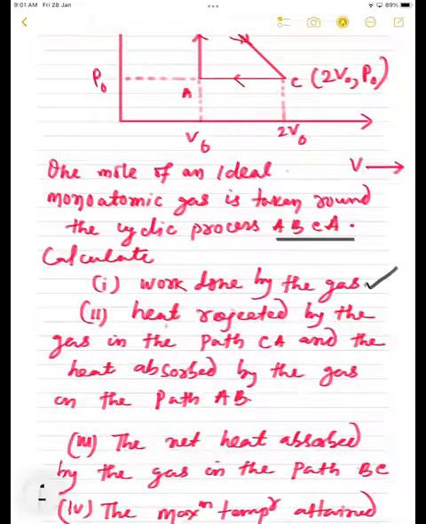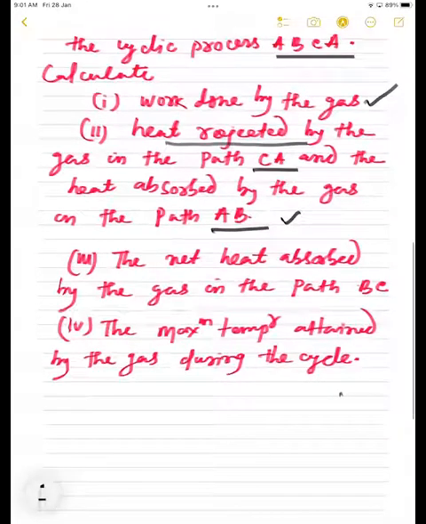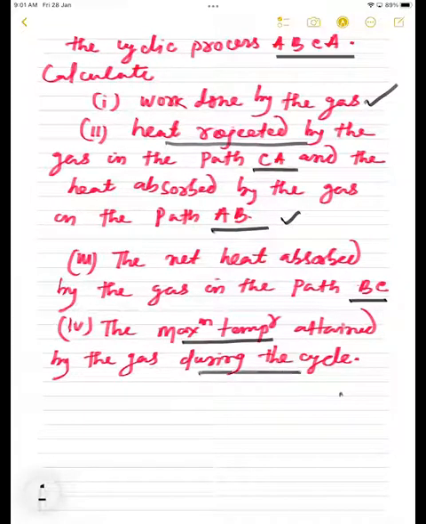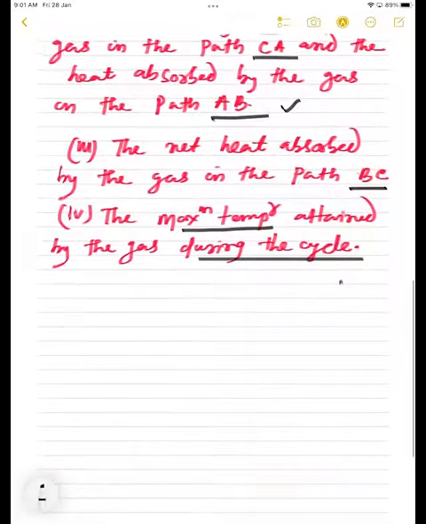First point: heat rejected by the gas in the path CA and heat absorbed by the gas in the path AB. And we also have to calculate the net heat absorbed by the gas in the path BC and the maximum temperature attained by the gas during the cycle. Okay, so let's see one by one.